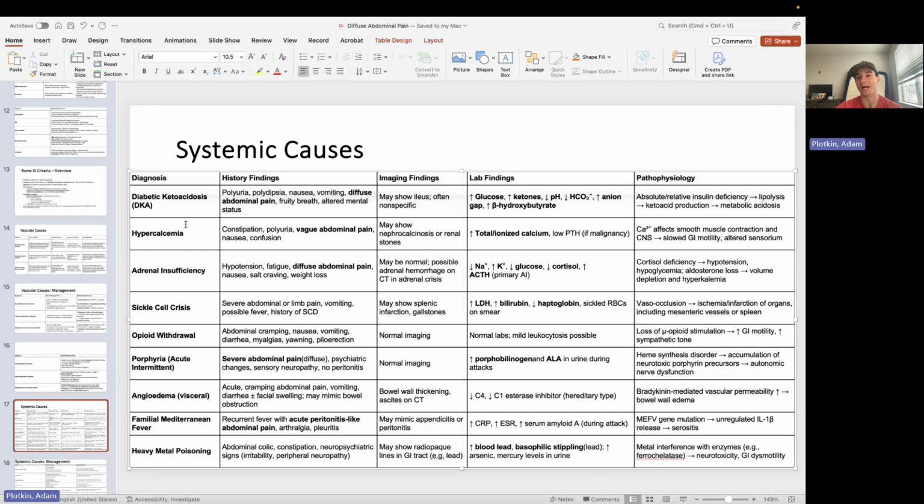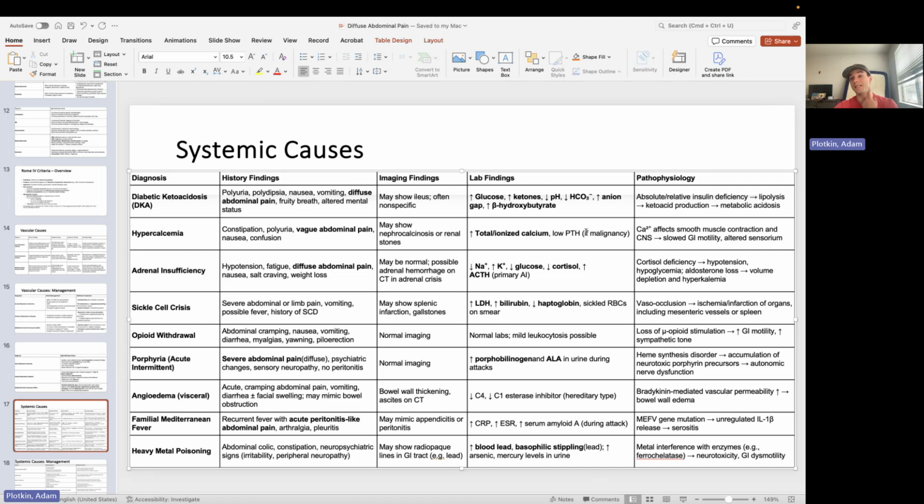Hypercalcemia can absolutely cause constipation. If you think about your mnemonic for hypercalcemia, it's stones, bones, groans, psychiatric overtones. The groans is the abdominal pain, right? So it can cause constipation, polyuria, vague abdominal pain, nausea, and confusion. On imaging, we might see calcium stones in the urine or in the kidneys or the ureters. We'll see on lab findings an elevated total or ionized calcium and a low PTH, right?